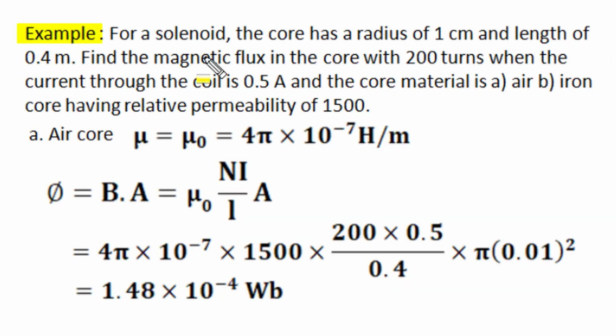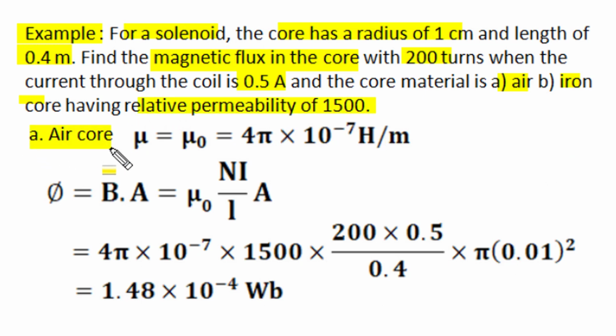This numerical example will explain the role of higher permeability of iron material in magnetic circuit design. In a solenoid, the core has a radius of 1 centimeter. This is used to find the cross-section area of the magnetic circuit. The length of the solenoid is 0.4 meter. We have to find the resultant magnetic flux in the core when this solenoid has 200 turns and magnetizing current is 0.5 ampere. In one case, the core material in which flux is produced is air only, and in the second case we use an iron core in the solenoid with relative permeability 1500.